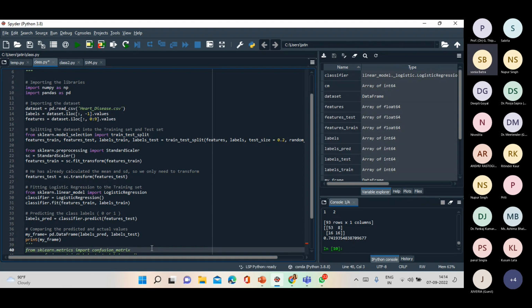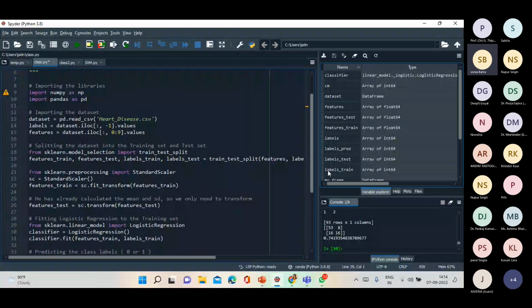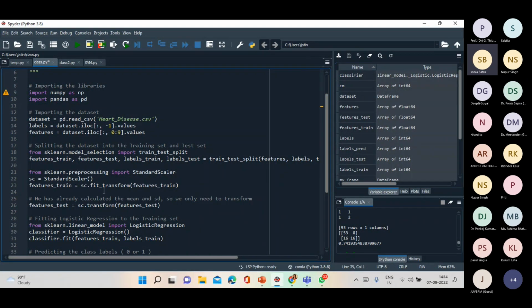Ma'am, we have a small request. Yes. Please increase the text size of the code. Please zoom it up a bit. Okay. Is this okay? Yes. I hope it is okay with everyone.